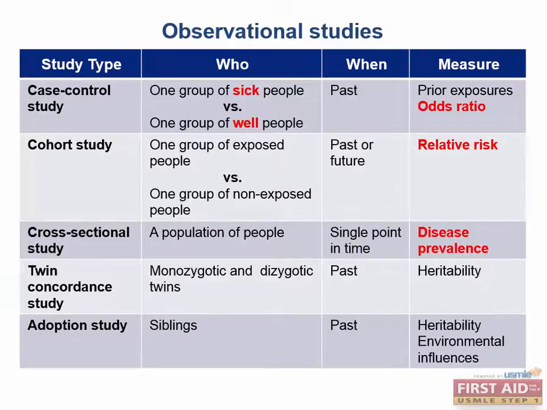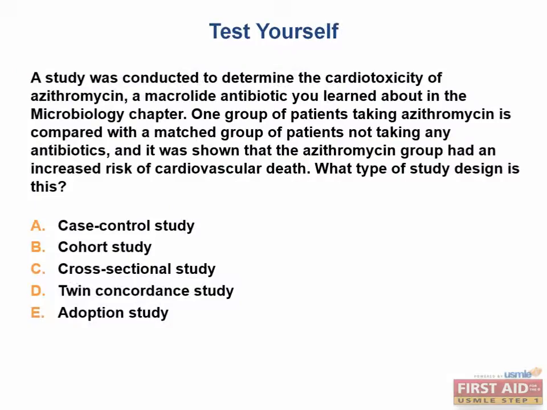Here's a summary slide of the types of trials for your reference. Let's do a boards type question together to see if you understand the differences between study designs. A study was conducted to determine the cardiotoxicity of azithromycin, a macrolide antibiotic that you learned about in the microbiology chapter. One group of patients taking azithromycin is compared to a matched group of patients not taking any antibiotics, and it was shown that the azithromycin group had an increased risk of cardiovascular death. What type of study design is this?